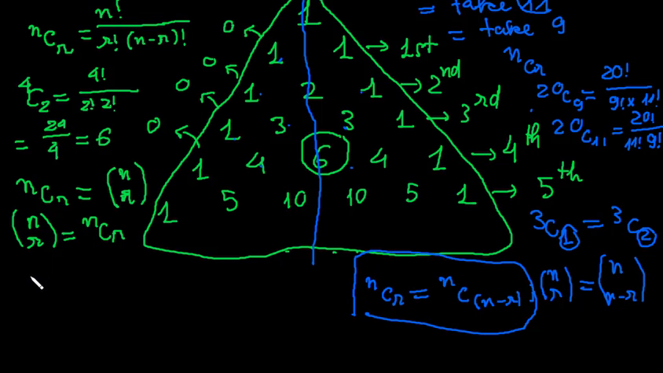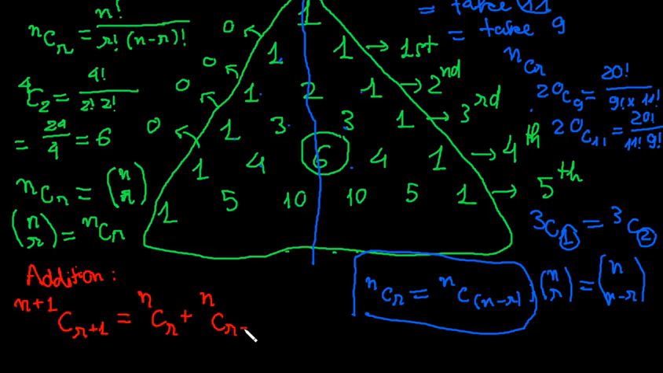Now we have a second important property of the binomial coefficient, the addition rule property. We have the general rule that n plus 1 choose r plus 1 equals n choose r plus n choose r plus 1. So why is this one correct?